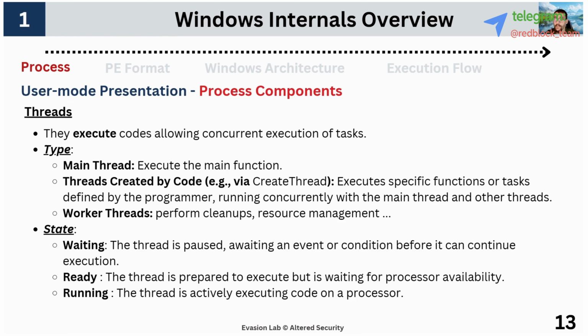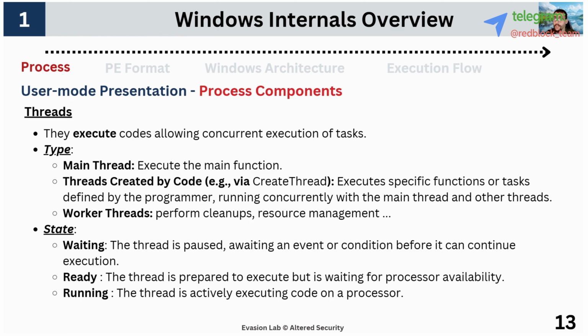There are three types of threads: the main thread, threads created by code, and worker threads. The main thread is the primary thread that starts when a program is executed. It runs the main function. Threads created by code are custom threads created by the programmer using functions like CreateThread. They are used to execute specific tasks concurrently with the main thread.